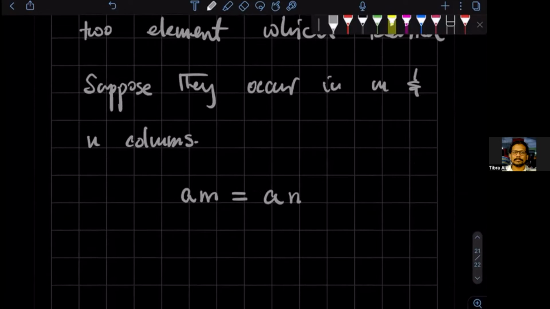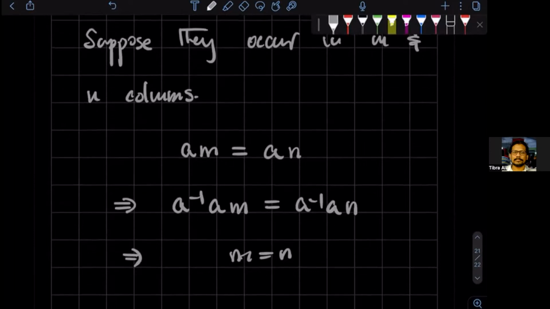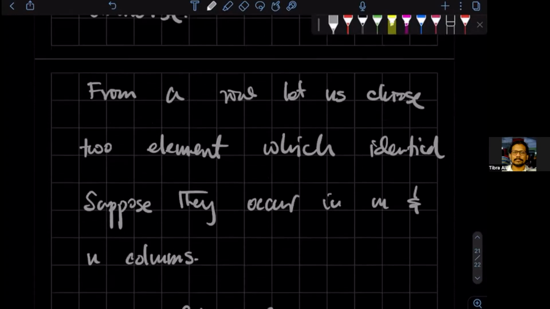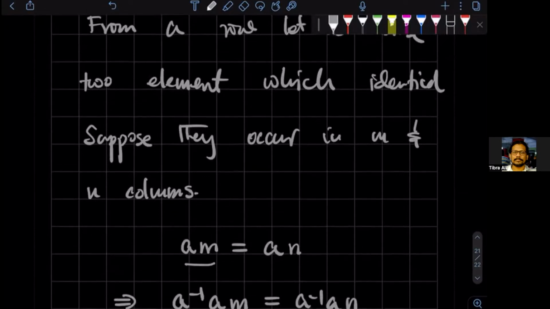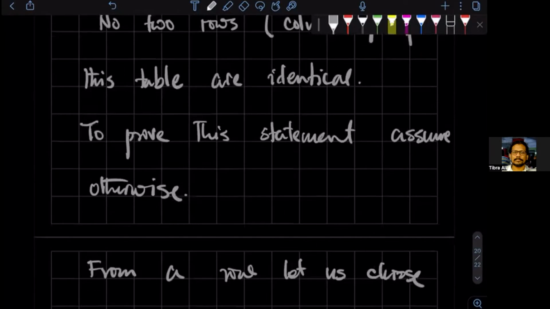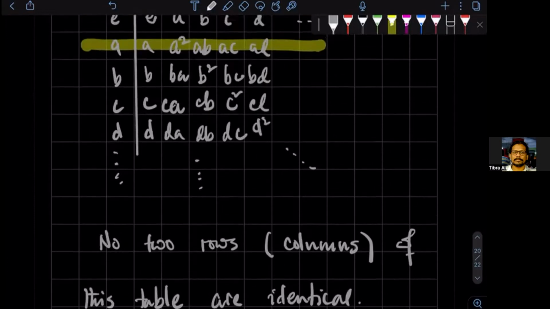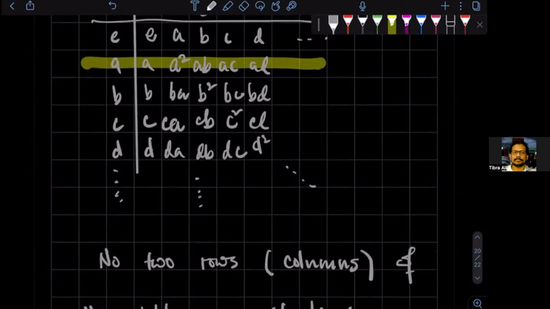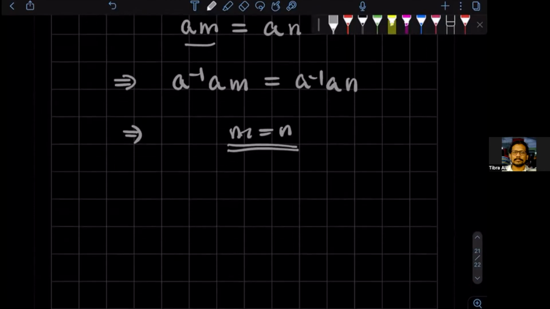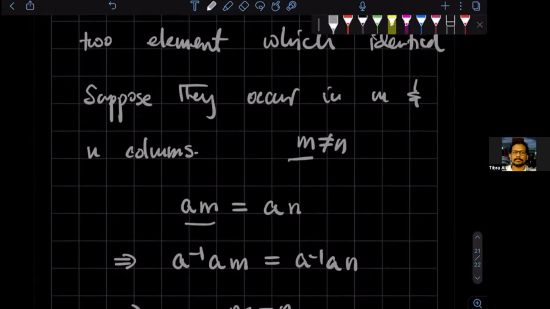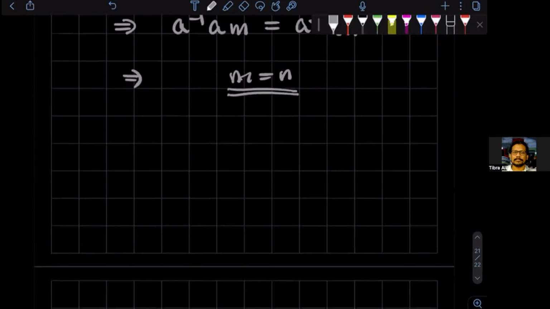But by the inverse postulate, A inverse A of M, A inverse A of N gives us M equals N. So we see that M and N are the same column, which means that they're not from different columns, right? So that contradicts our initial assumption that the two different elements were equal. Our assumption was that M is not equal to N, but we saw that M must be equal to N.